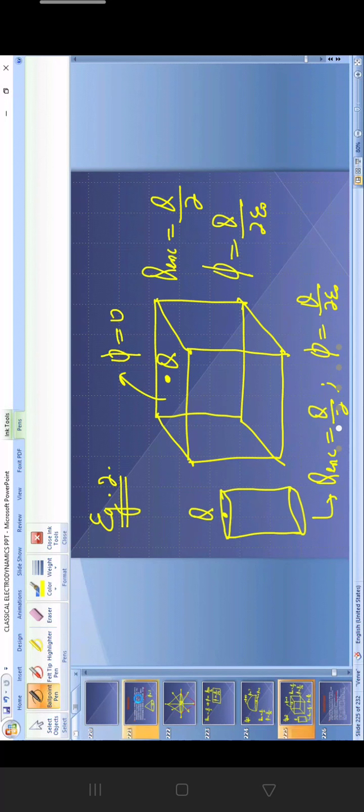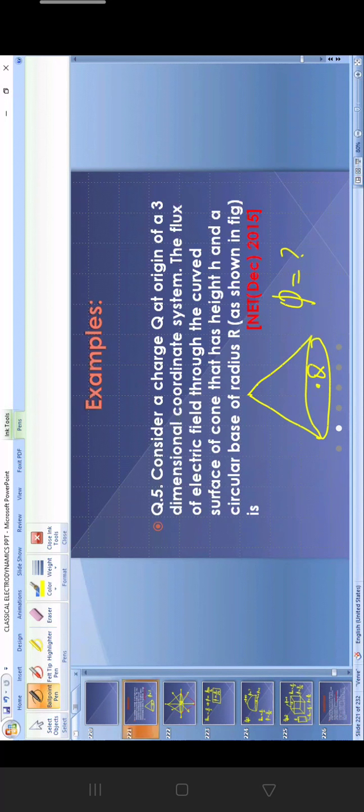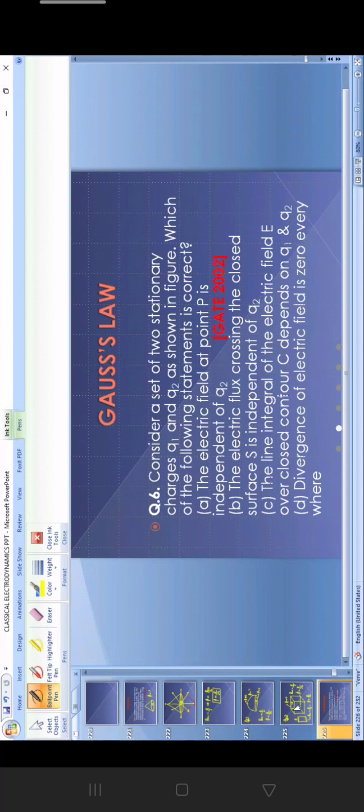ठीक है ना बेटा? So this question was asked in NET December 2015. Then I have shown you more examples on this format. ठीक है ना बेटा? Okay. Next देख लो बेटा. Next question number 6 देख लो बेटा, कितना आसान question है. Okay. And that too asked in year 2002.